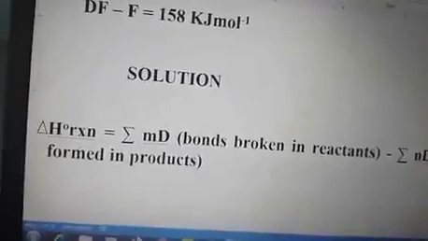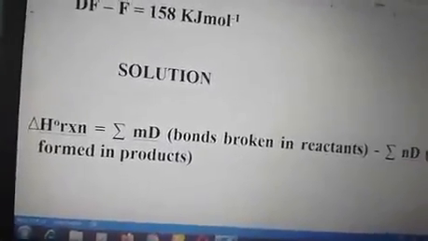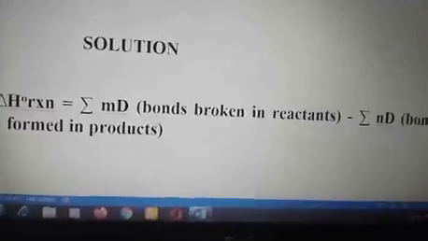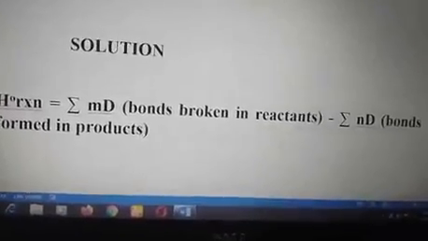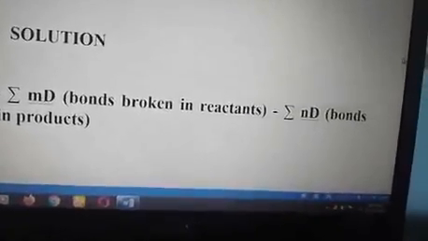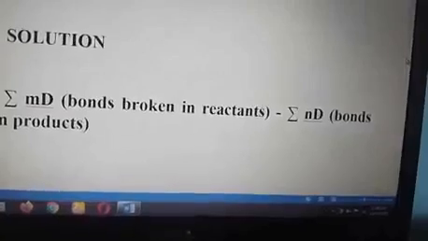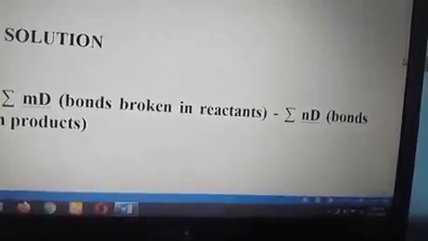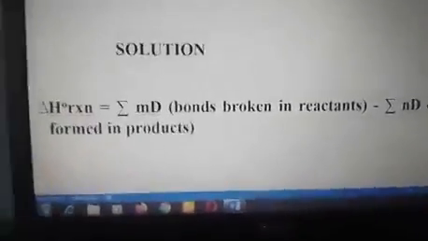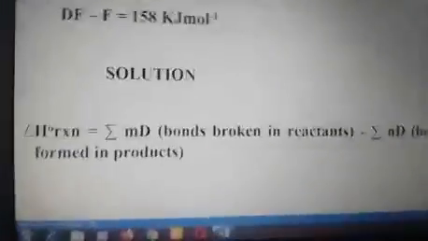Solution: we still go to our equation that says the heat of reaction equals the summation of the number of moles, that is n, multiplied by the bond energy of the bonds broken in the reactants, minus the summation of m, the number of moles in the balanced equation, multiplied by the bond energy of the bonds formed in the products. We'll now go to the solution.